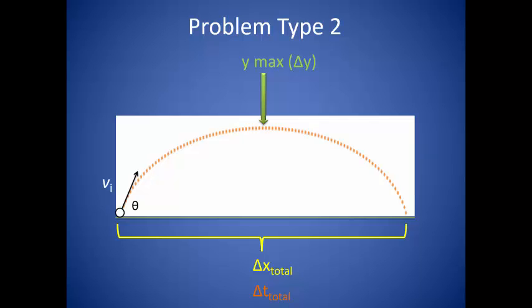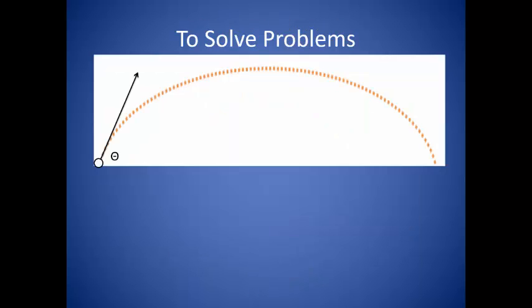That symmetry comes in useful here because we can conclude that the time it takes for the ball to reach the y maximum is half the total time and half the total x distance. Therefore, the time it takes for the ball to reach y maximum is half of the total time. Likewise, the distance the ball travels in the horizontal at the point that it reaches y maximum is half of the total x distance.